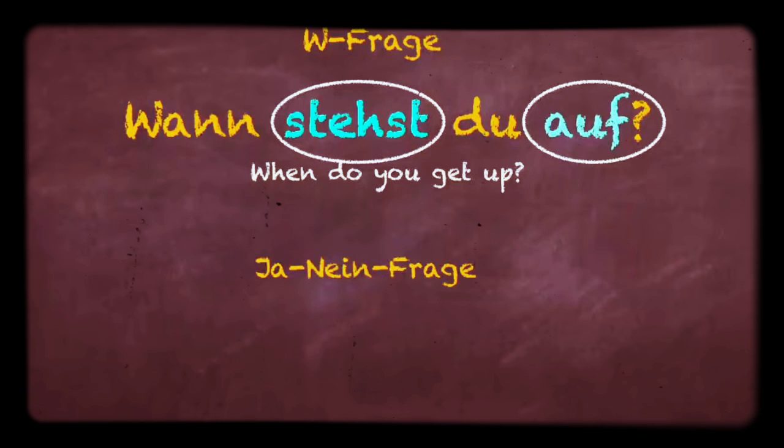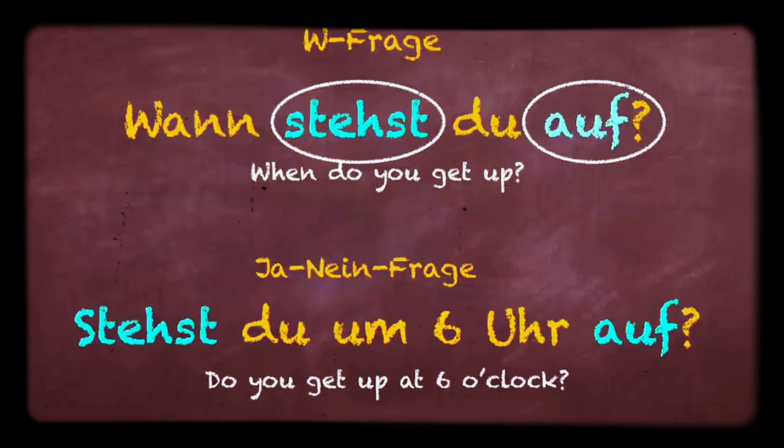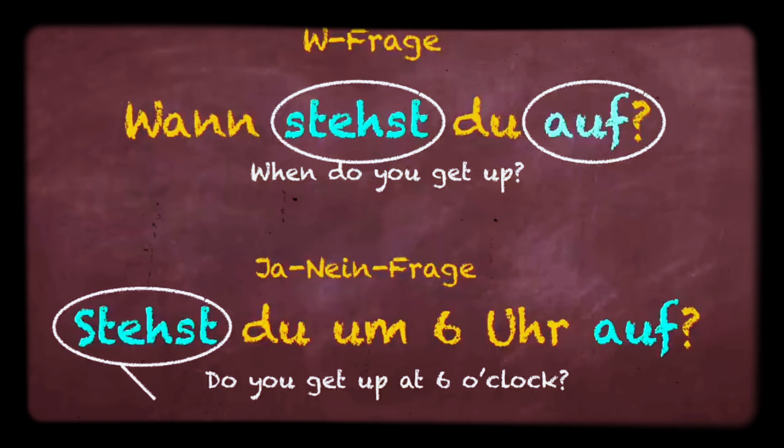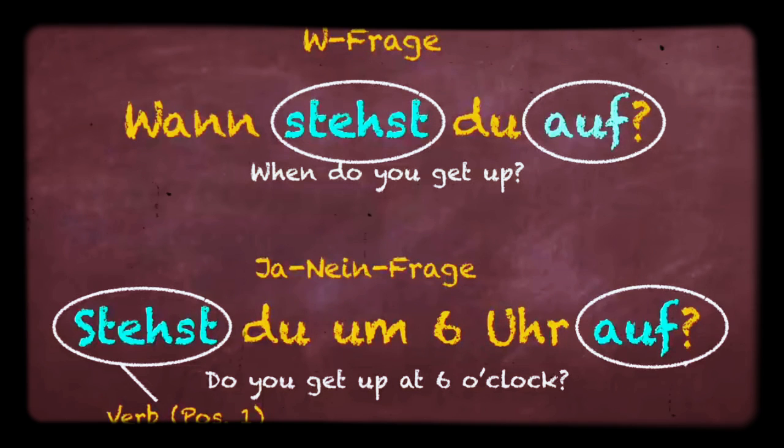What happens in the case of a Ja-Nein-Frage? Stehst du 6 Uhr auf? In this case, the conjugated verb is at the first position, whereas the prefix is at the end of the sentence.